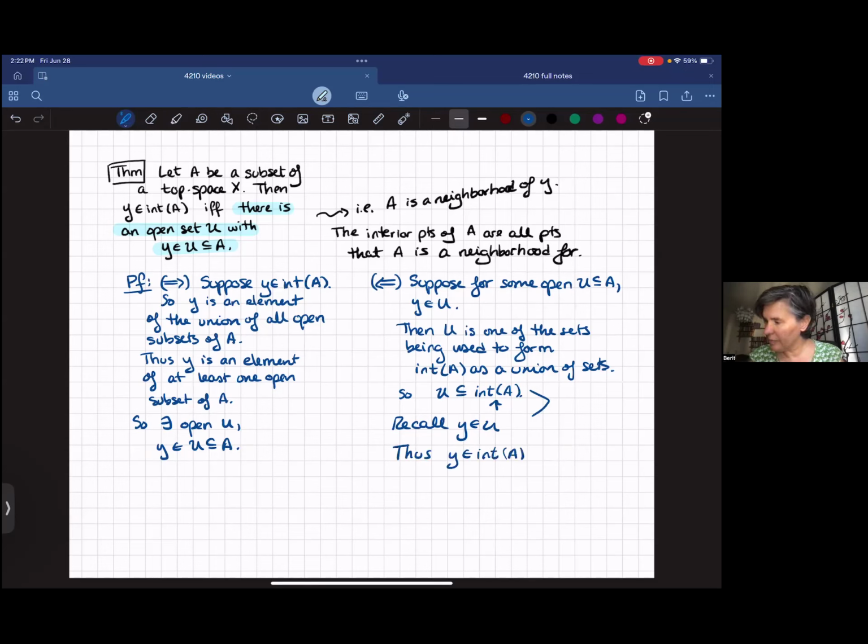Okay, so I did two directions on this proof. And so now we know that we can think of the interior of A as all the points that A is a neighborhood for. So that will help us when we're trying to figure out what the interior of A looks like. Just think of it as, which are the points that A is the neighborhood of? Those are the interior points.